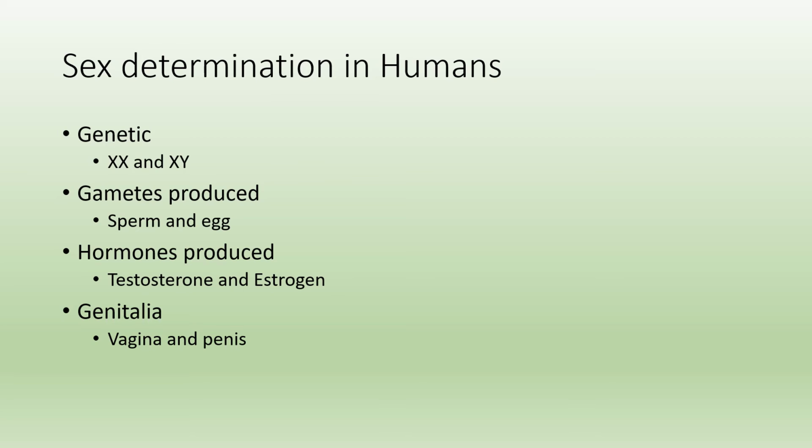When we talk about sex in humans, there are multiple ways to determine sex. Genetically, we say XX is female and XY is male, but there are other options for the sex chromosomes. We might look at the gametes produced. Gametes are sperm and egg. If you produce sperm, we generally call you male. If you produce eggs, we generally call you female.